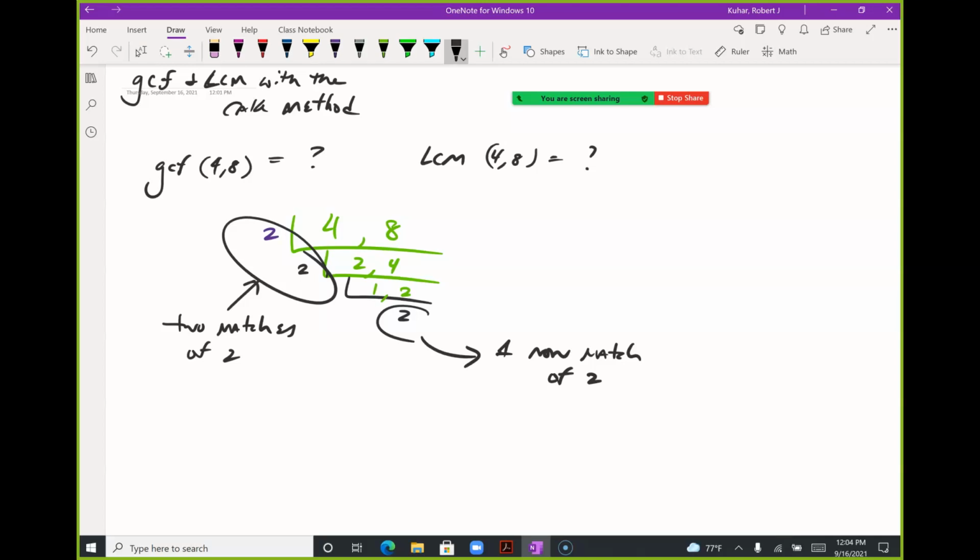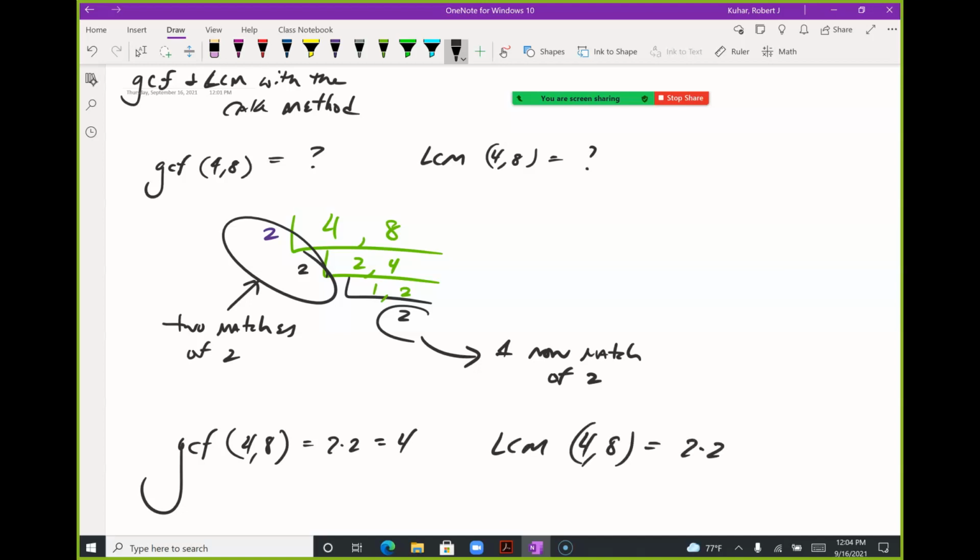So remember, the GCF is the product of all the matches. So 2 and 2. And the LCM is the product of the matches and the non-matches. So 2 and 2 and 2. And there we are. So the GCF of 4 and 8 is 2 times 2. And the LCM of 4 and 8 is 2 times 2 times 2, which is 8.